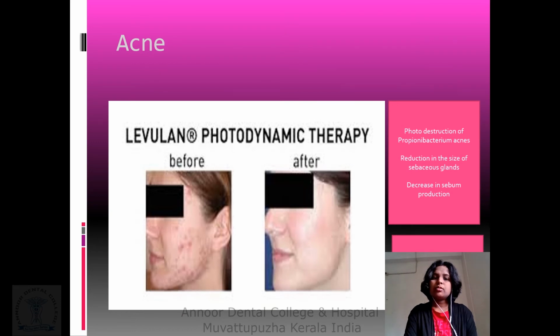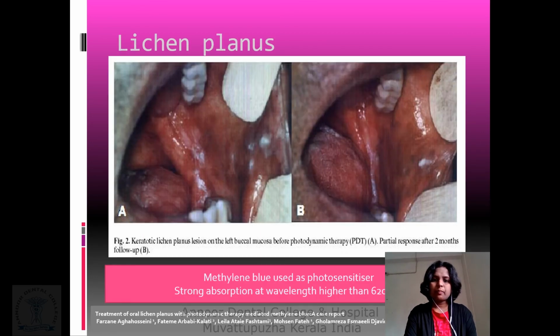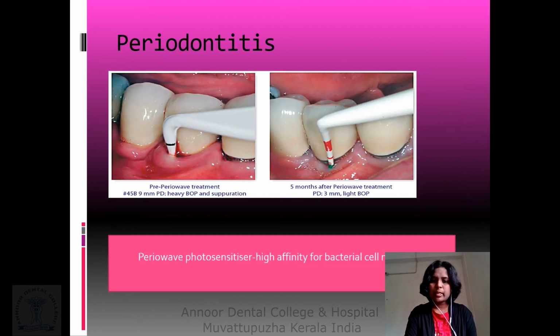It is used in aesthetic procedures like acne therapy. There will be photodestruction of Propionibacterium acnes, reduction in the size of the sebaceous gland, and decreased sebum production. In the oral cavity, it is used for lichen planus, leukoplakia, and other pre-malignant lesions. In lichen planus, the major photosensitizer used was methylene blue, and the absorption wavelength was 620 to 690 nanometers.